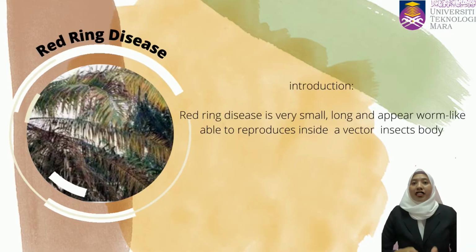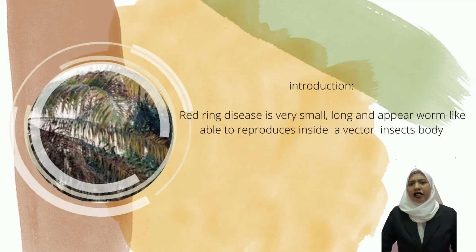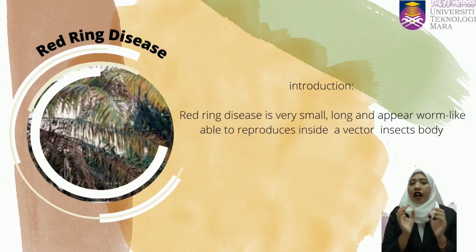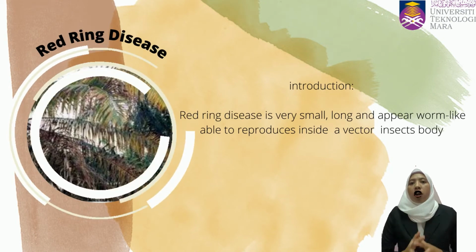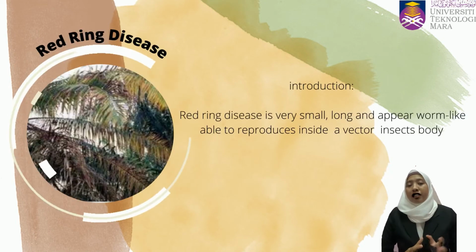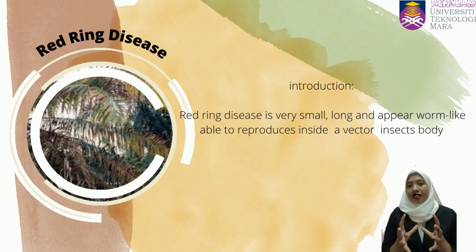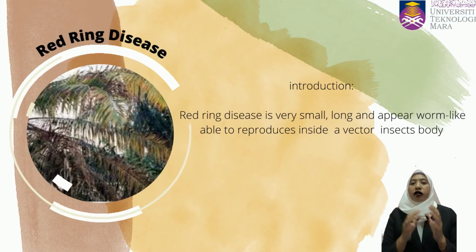The second one is red ring disease. The red ring nematode is very small and long, and it will appear worm-like. The disease or pest must be able to reproduce inside a vector insect's body and then move to the plant.